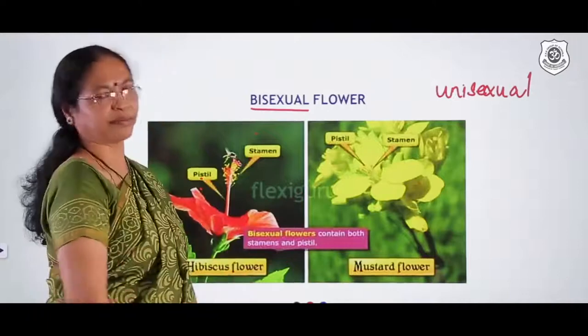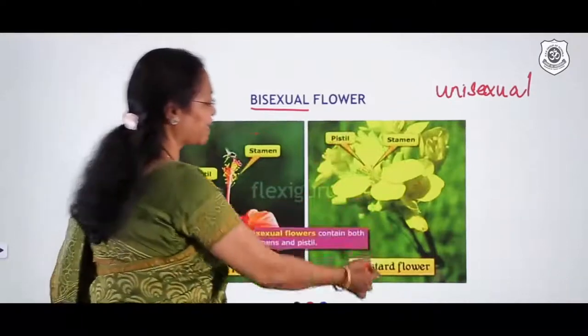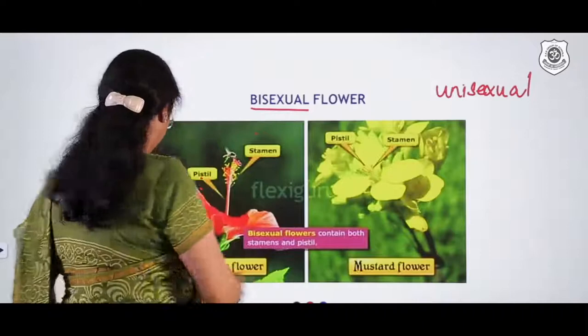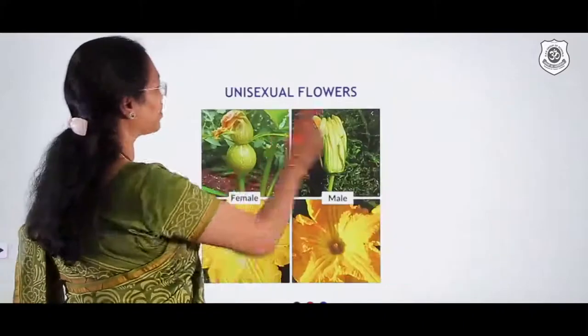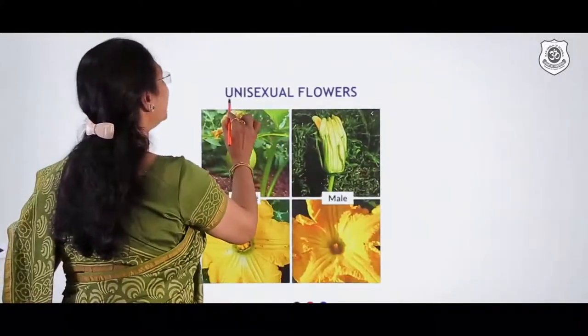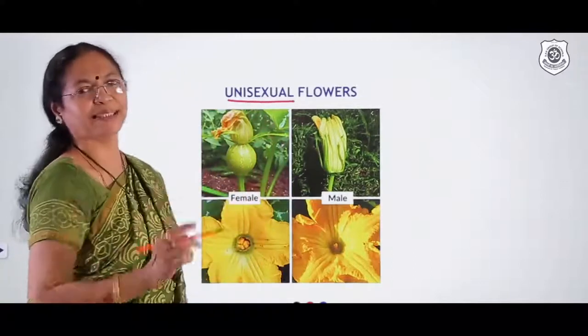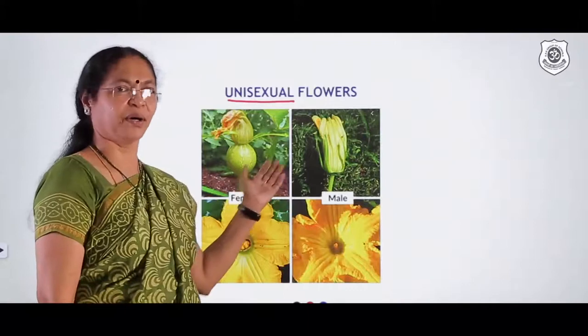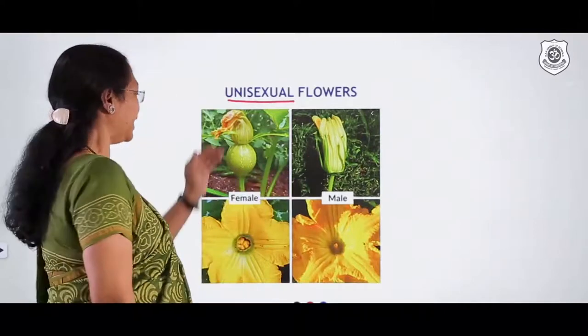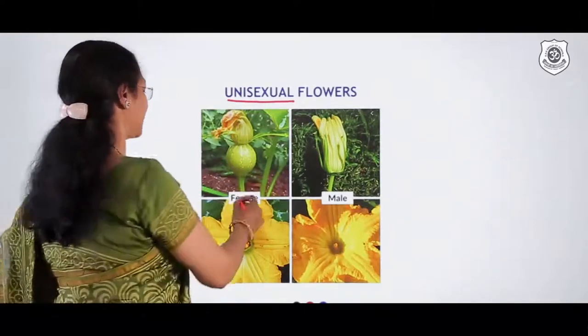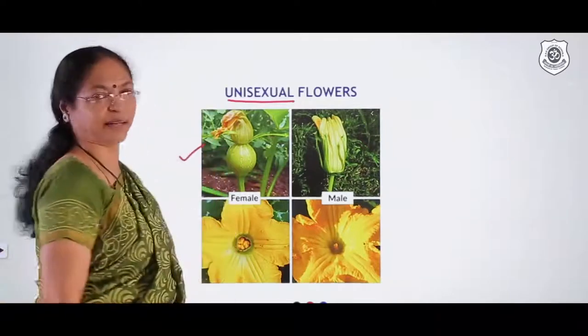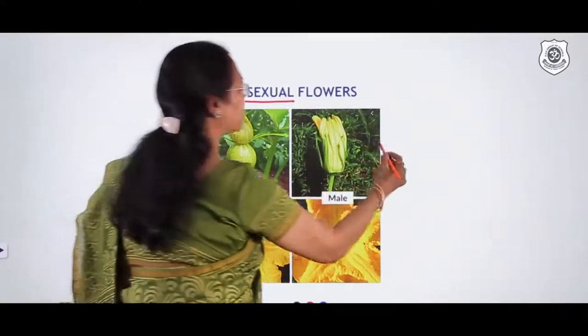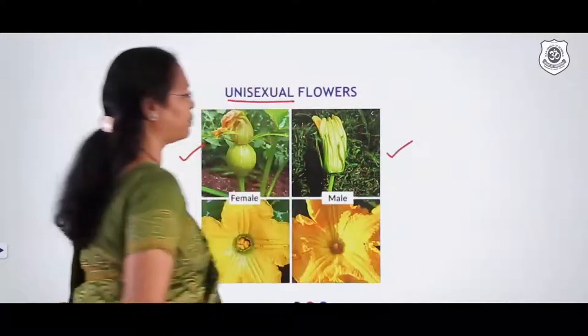Hibiscus is one, the shoe flower, China rose you call it. The second one is mustard, both are bisexual ones. Now I'm coming to the next terminology, the unisexual flower. Only one sex organ is present. It has either the pistil or the stamen. In case the pistil alone is present, you call it a female flower. If stamens are present, you call it a male one.